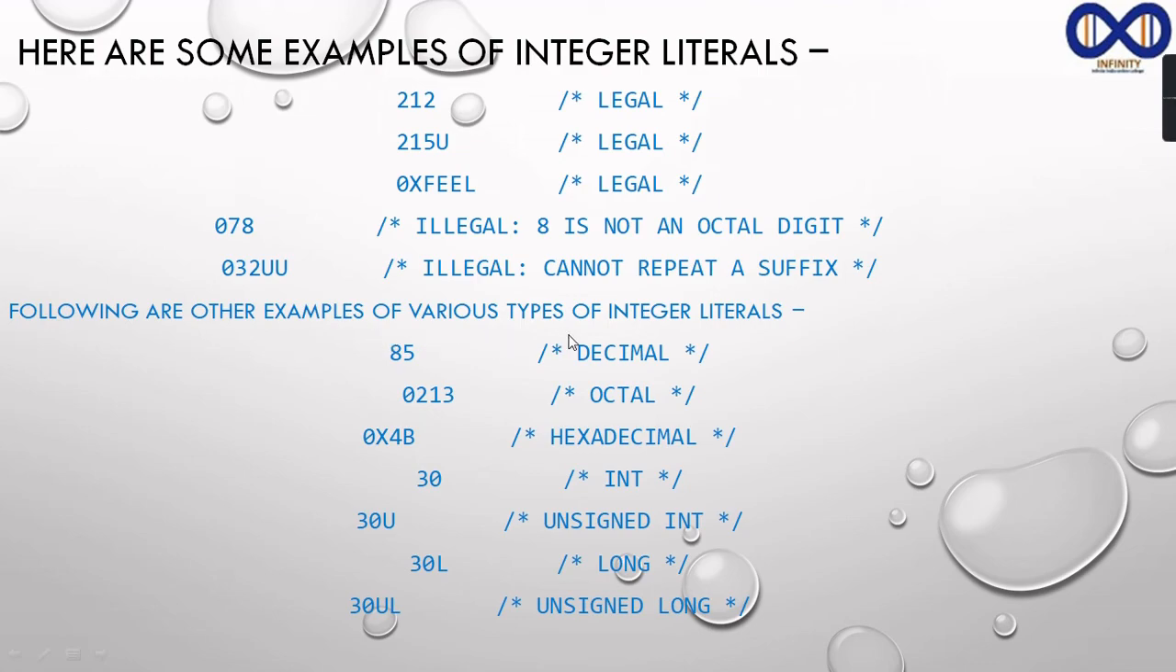Following are other examples of various types of integer literals. 85 is decimal, 0213 is octal, 0x4b is hexadecimal, 30 is an integer, 30u is unsigned int, 30l is long int, and 30ul is unsigned long.